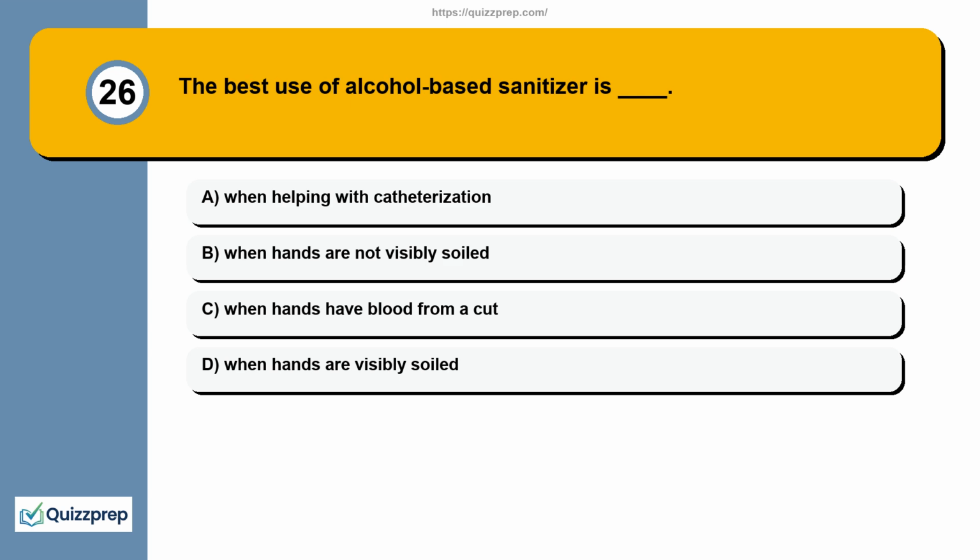Question 26. The best use of alcohol-based sanitizer is when helping with catheterization, when hands are not visibly soiled, when hands have blood from a cut, when hands are visibly soiled.